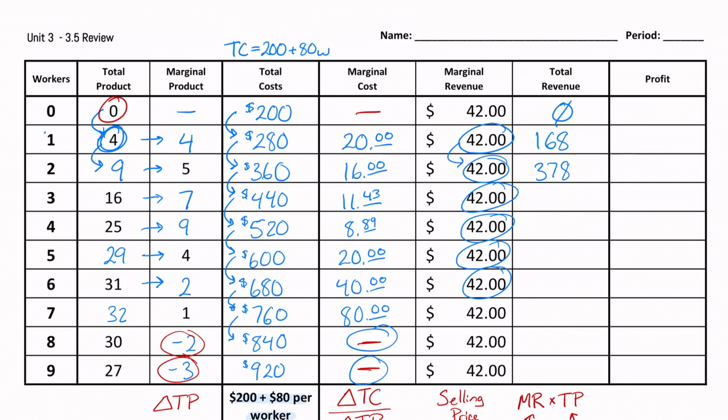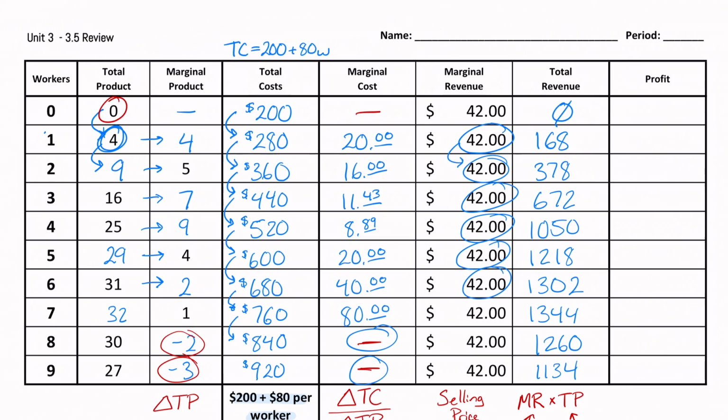So next we would do $42 times the 9 backpacks that we make, and that is going to be $378. From there we do 16 times 42, and 16 times 42 is going to be $672. From there we do 25 times 42, and we get $1,050. Then we do 29 times 42, and we get $1,218. Then we do 31 times 42, and we get 1,302. 32 times 42 is going to be 1,344, and then we get 1,260, and finally 1,134.